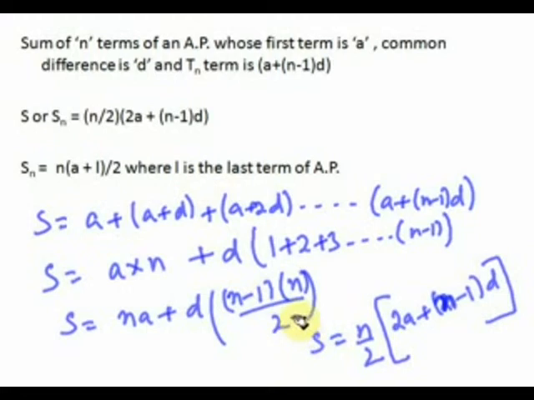Sum of n terms of an AP is equal to n by 2 into 2a plus n minus 1 into d, where a is the first term, d is the common difference, n is the number of terms in an AP.